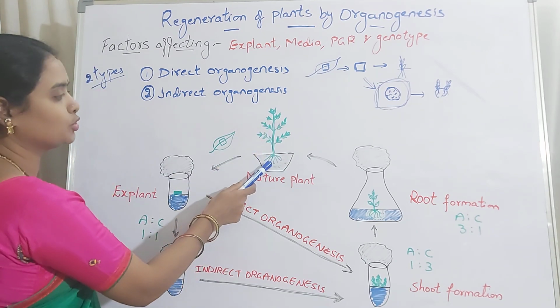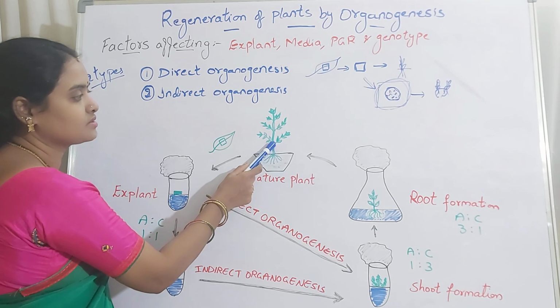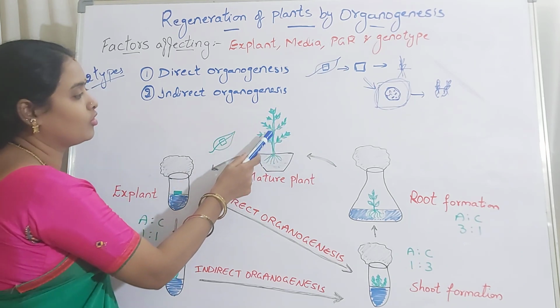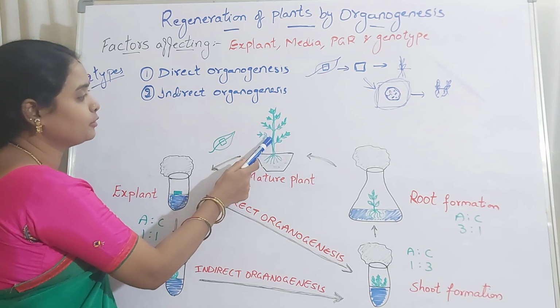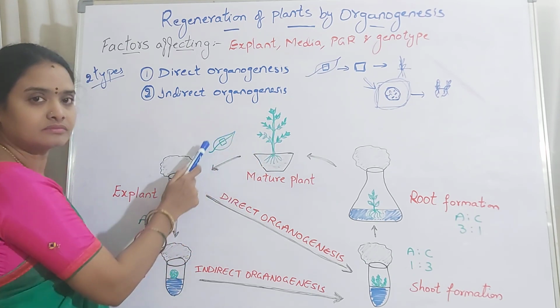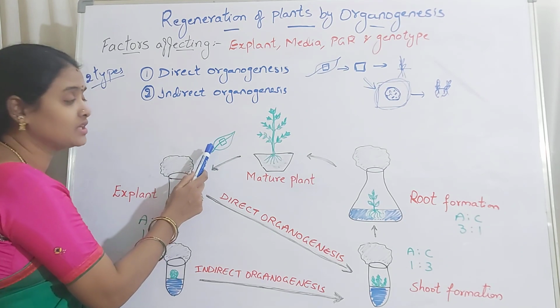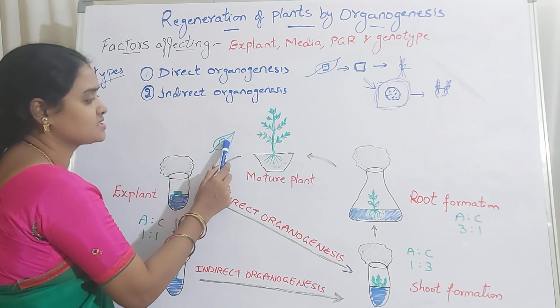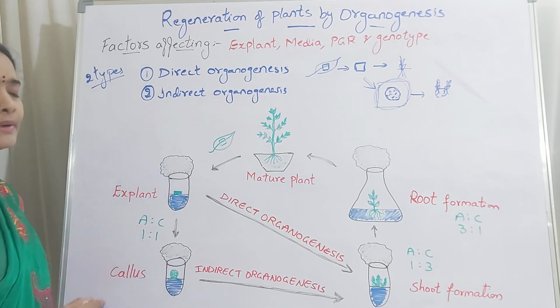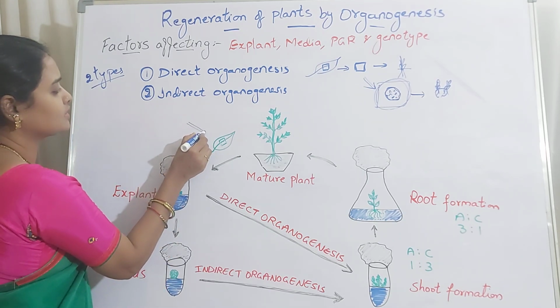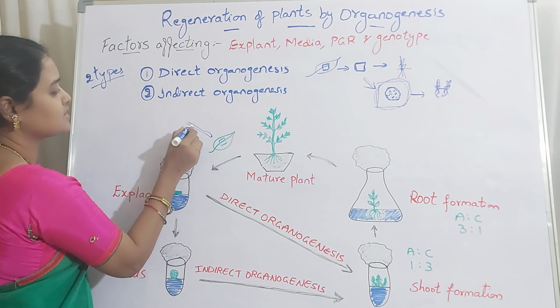It can be the root, root tip, nodes, axillary meristem or apical meristem or leaf, right? Any part. So here I have selected leaf. So from the leaf, the required portion of the explant is excised, right? With the help of a scalpel, I am going to cut this. So here I take the scalpel and excise this one.